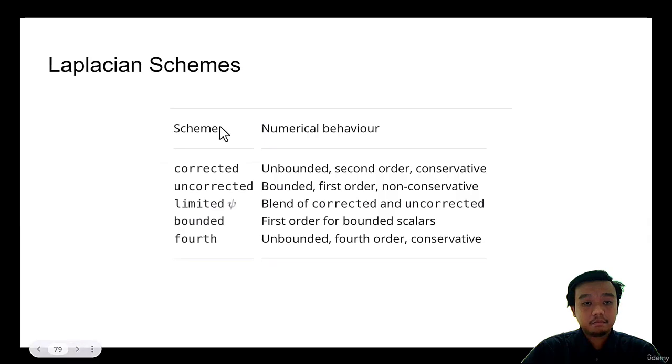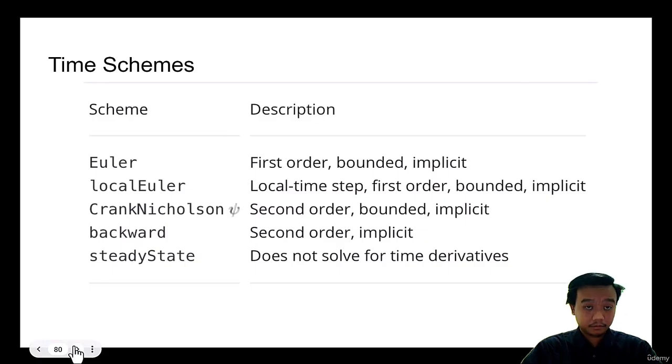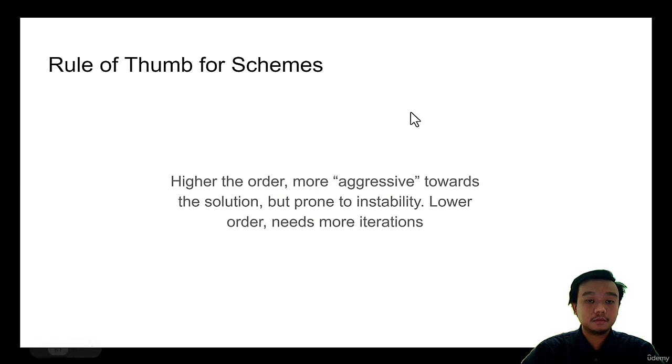The Laplacian scheme is also the same. The Laplacian is like the double nabla, or nabla squared. And for the time scheme, or the transient scheme, we have Euler, local Euler, Crank-Nicolson, etc. And yeah, this is the rule of thumb.